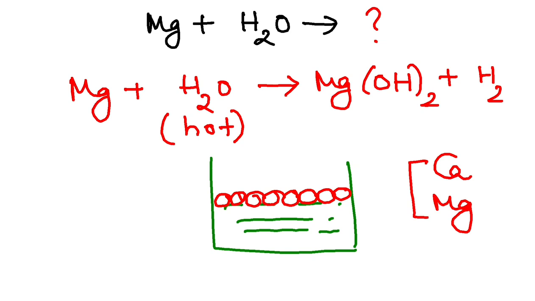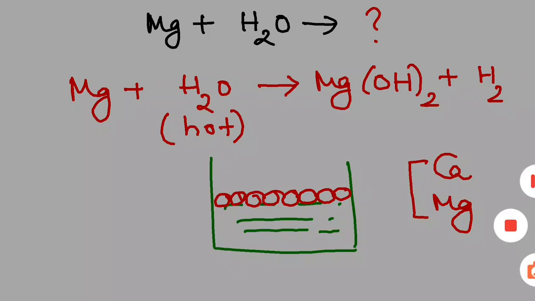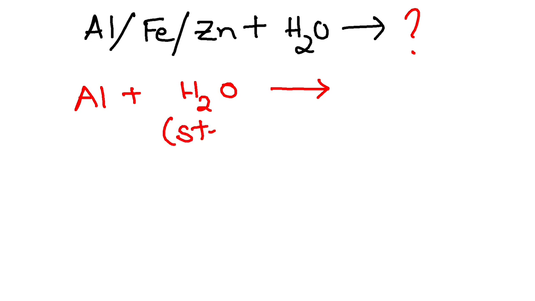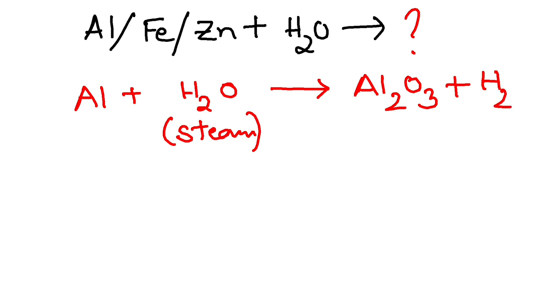Alright, next up we are going to take some elements like aluminium, iron and zinc. Now why are we studying them together? Because when you allow these elements, let's say aluminium, to react with water, it doesn't react with cold or hot water, rather you have to take steam, right? And one more thing, it won't produce metal hydroxide, rather it will produce metal oxide only, Al2O3, and obviously hydrogen gas will be evolved, right?